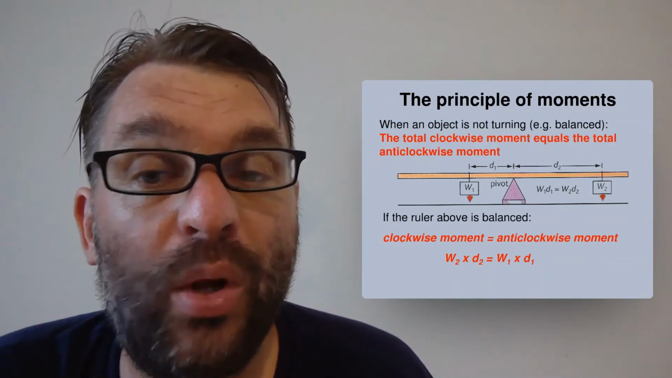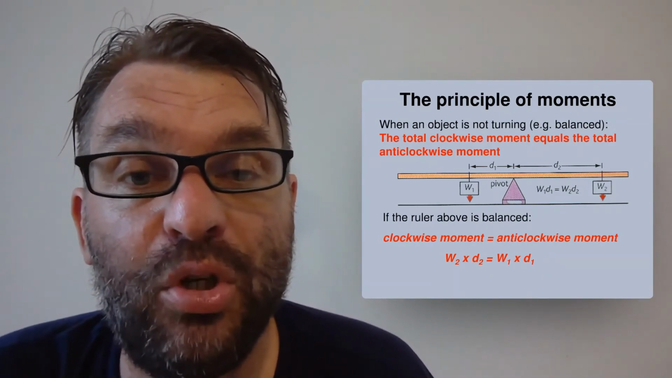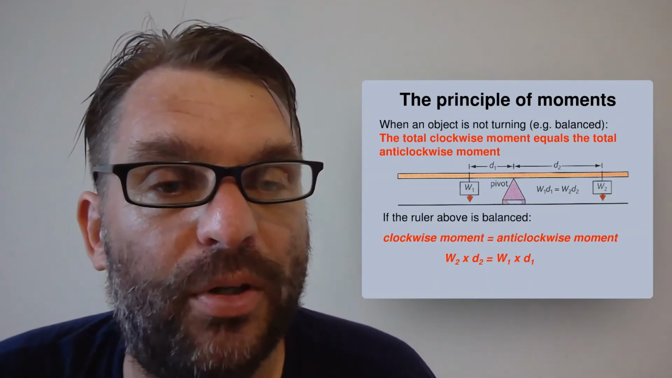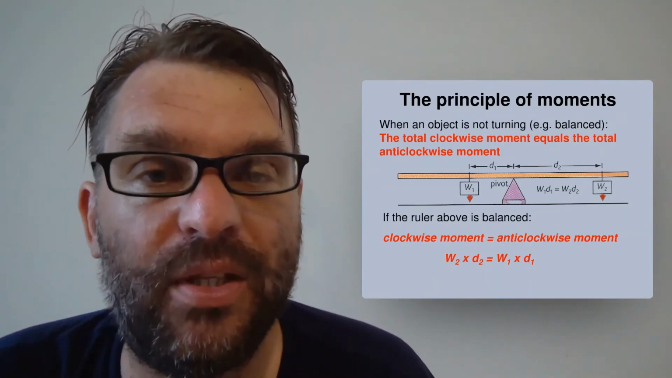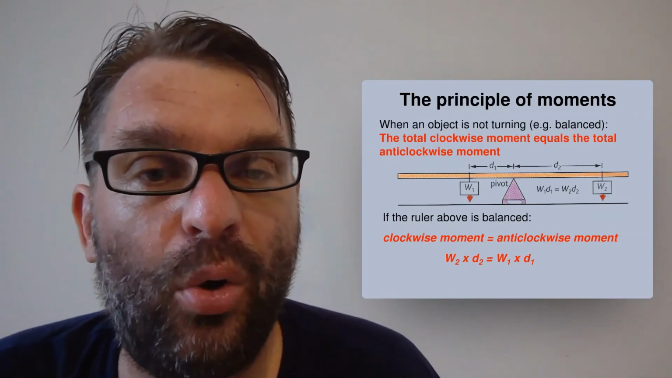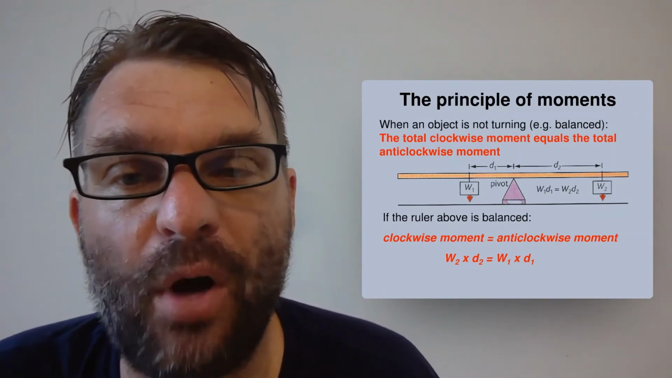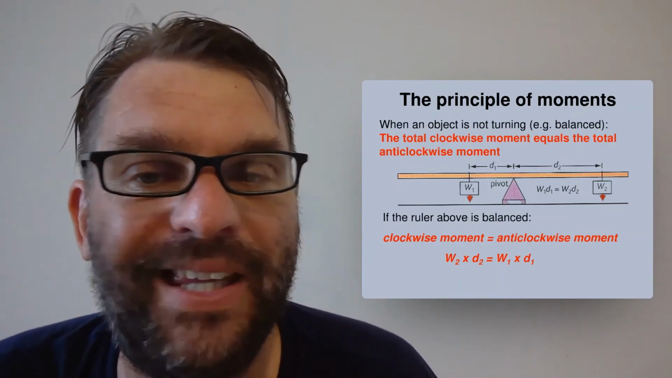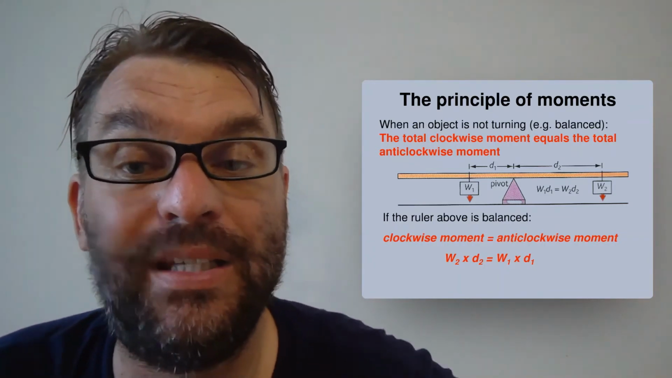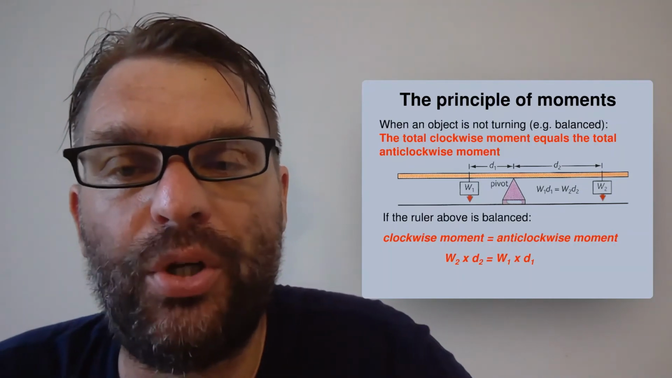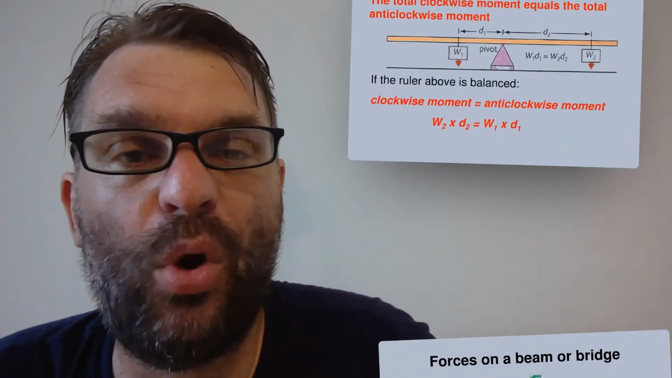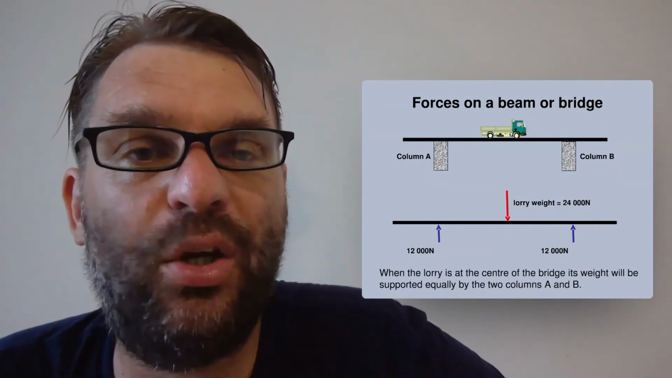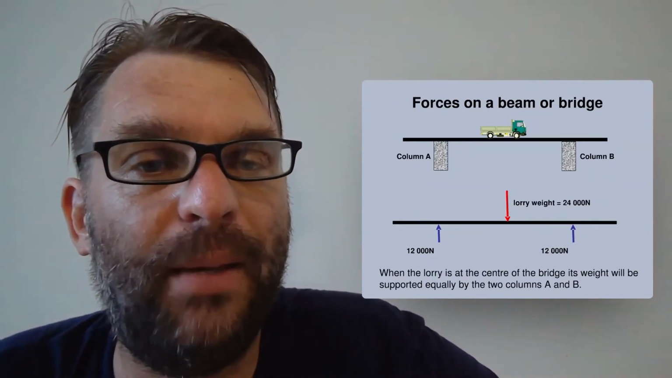And so if we look at the ruler in the diagram in the image, you'll see that the clockwise moment will equal the anti-clockwise moment. So the weight times the distance from the pivot on one side, the clockwise moment, will equal the weight times the distance on the other side of the pivot, the anti-clockwise moment, when it is balanced. That's an important concept. And the reason why it's important is when we look at an object and look at the forces acting on that object on a beam or a bridge.